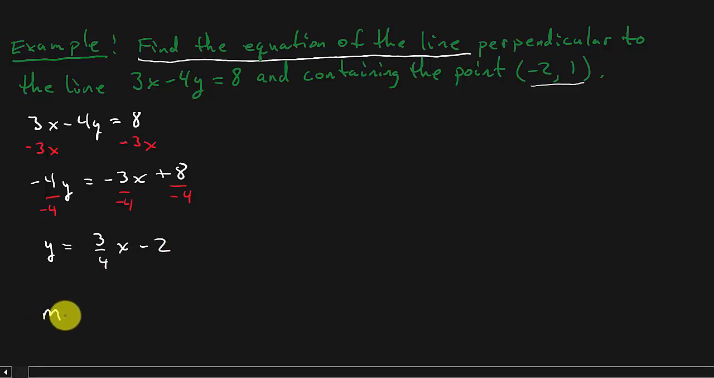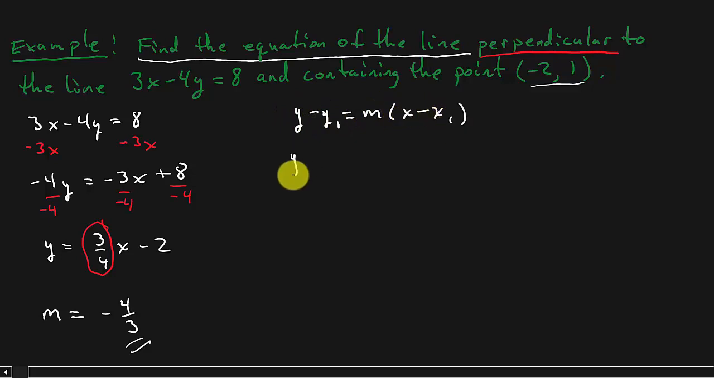So that means the slope of our line is what? Negative 4/3. It's the negative reciprocal of the slope of this line, which is 3/4, because our line is perpendicular to this one. Okay? So now I have the slope, I have a point, so y minus y1 equals m times x minus x1. So y minus 1 equals negative 4/3 times x plus 2.